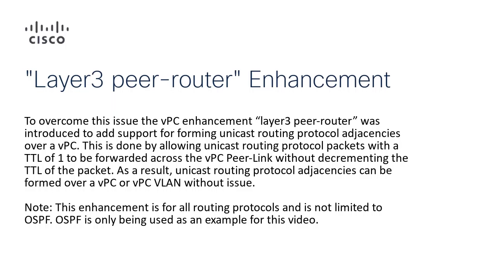To overcome this issue, the VPC enhancement Layer 3 Peer Router was introduced to add support for forming unicast routing protocol adjacencies over a VPC. This is done by allowing the unicast routing protocol packets with a TTL of 1 to be forwarded across the VPC peer link without decrementing the TTL of the packet. As a result, unicast routing protocol adjacencies can be formed over VPC or VPC VLAN without issue.